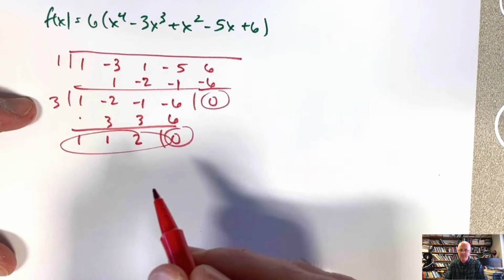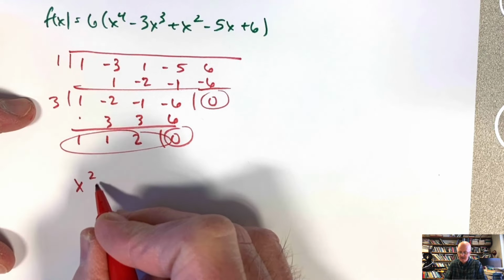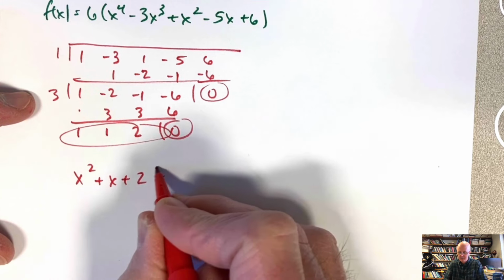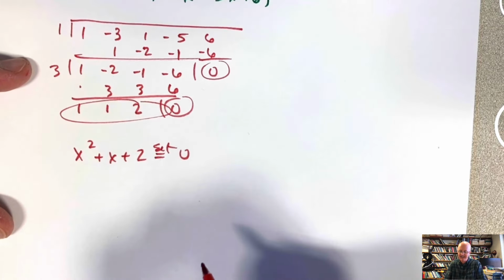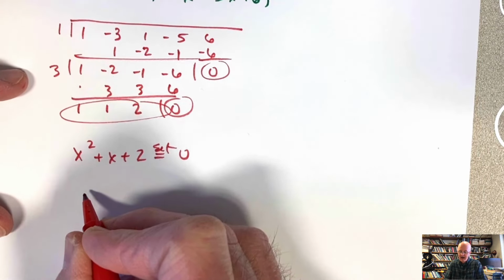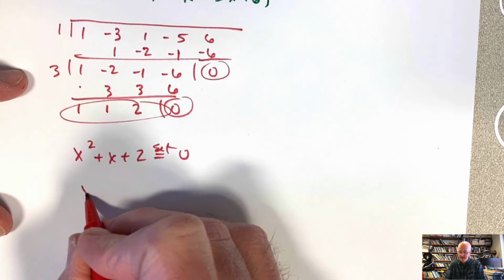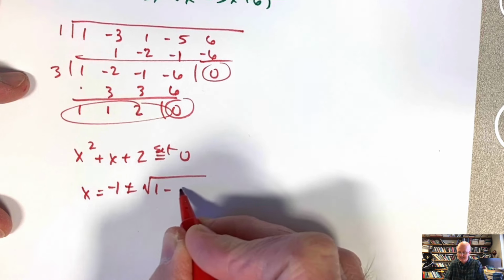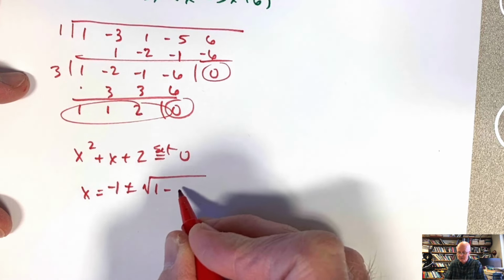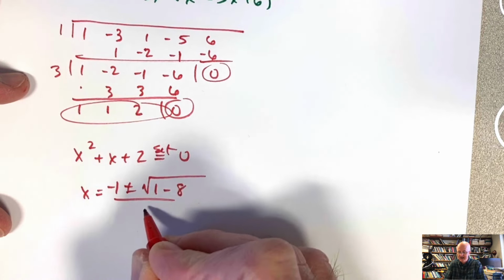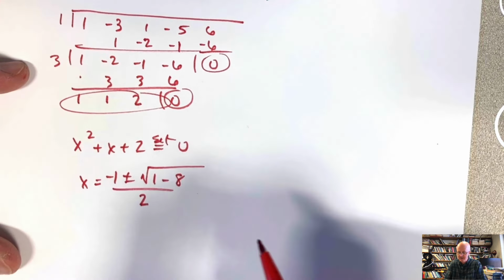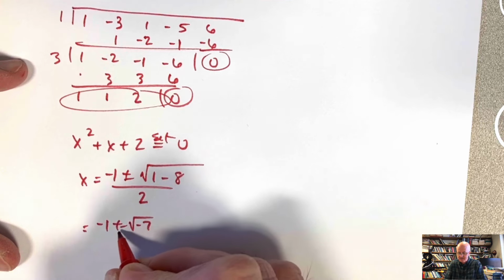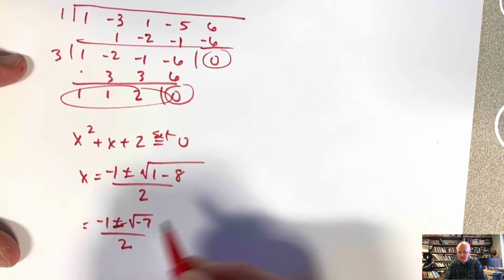What's left are going to be the coefficients of a quadratic that will have the same roots. x squared plus x plus 2, set that equal to 0 and solve for x. Are those going to be irrational numbers or maybe complex numbers? Negative 1 plus or minus the square root of 1 minus 4 times 1 times 2, which is minus 8. Yeah, we're going to get complex roots, over 2 times 1. Negative 1 plus or minus the square root of negative 7, over 2.